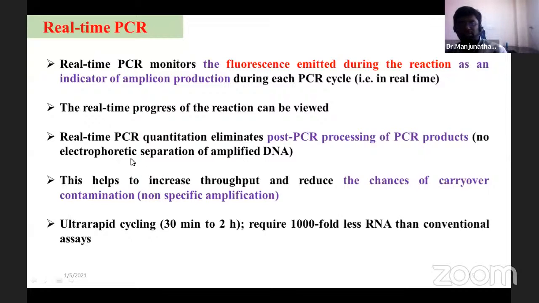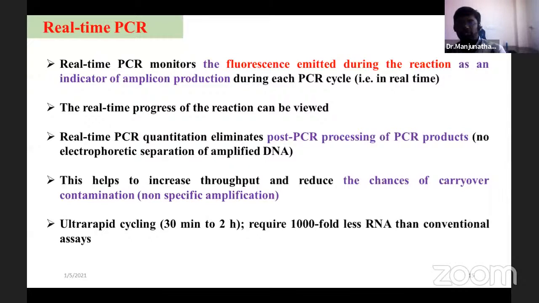As I mentioned, real-time PCR quantification eliminates post-PCR processing of PCR products. Usually in PCR, once the amplification has happened, we go with electrophoretic separation of the amplified DNA. In this case, there is no need for those steps. This helps to increase the throughput and reduce the chances of carryover contamination and non-specific amplification.